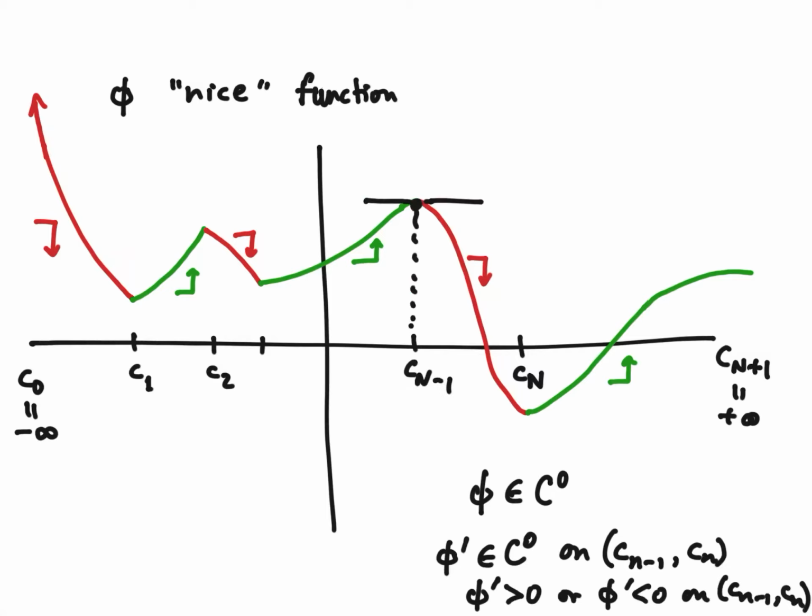But in the interior of this interval, the derivative is always strictly negative. It's of constant sign. And then in this interval here, in the interior, the derivative is always strictly positive. And they trade off like that. So if there is a 0 derivative, it happens at one of the joining points. So this is basically what I mean by a nice function, a function that looks like this. Now this is very restrictive, obviously.